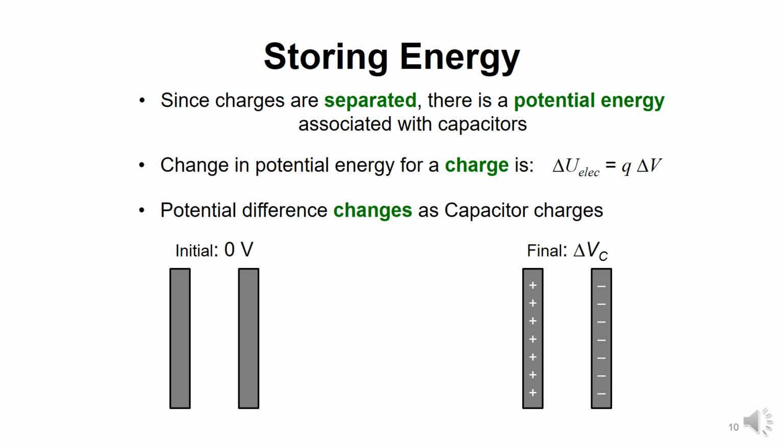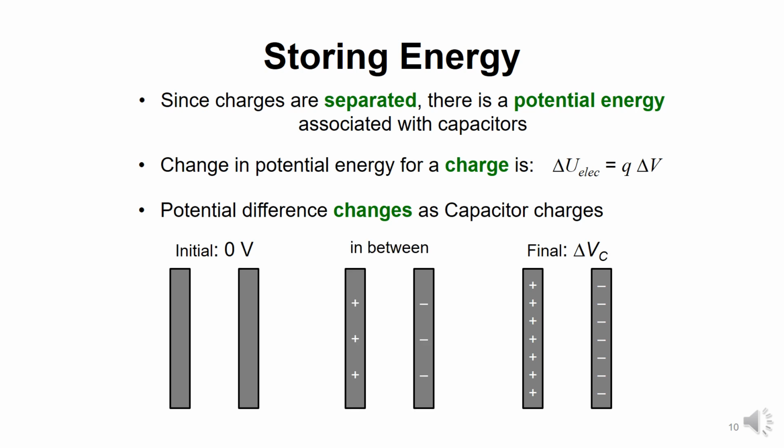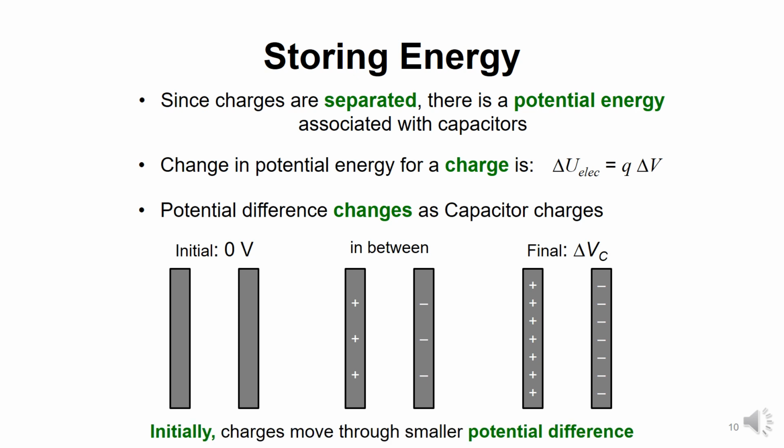Now let's look at what happens in between. So that's the picture in the middle. In between is partially charged. So it has more charge than it started off with, but it has less charge than the final state. So we have 3 states here: initial, in between, and final. And we have different amounts of charges on the plates, and therefore we have different amounts of potential difference across the plates.